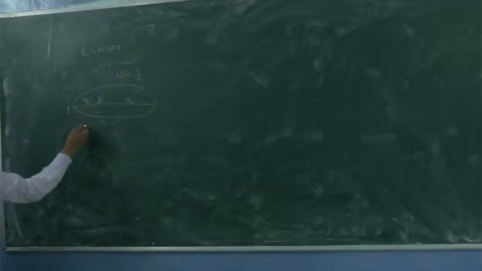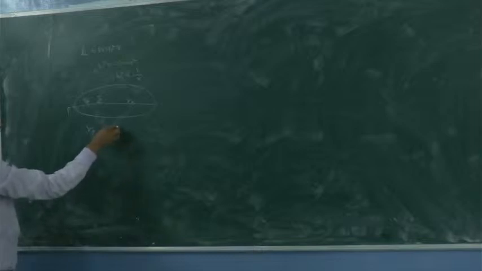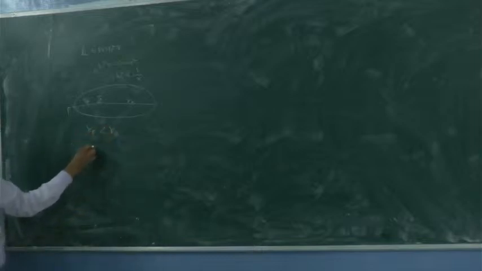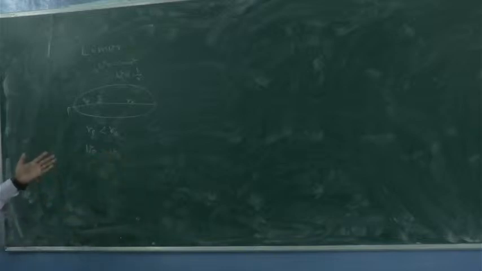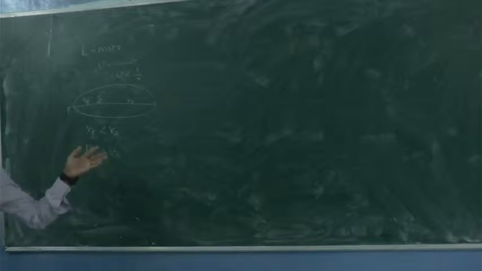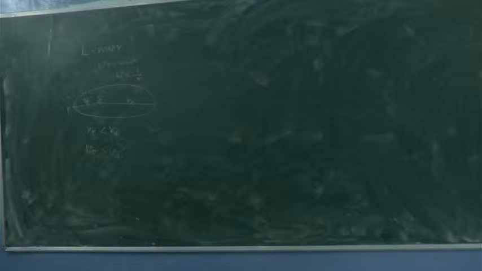So RP, the perigee position distance, is smaller compared to RA, the apogee position, so we can say VP is greater than VA. At the perigee position the planet's velocity is larger compared to the apogee position. These things we discussed in yesterday's class itself. There we missed only one thing: every planetary motion obeys the law of conservation of angular momentum. We only missed that.